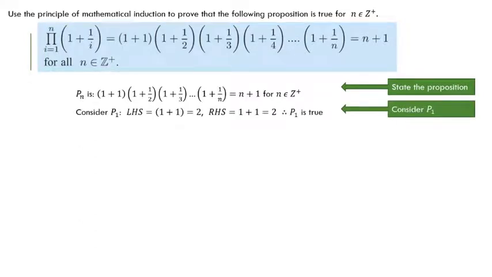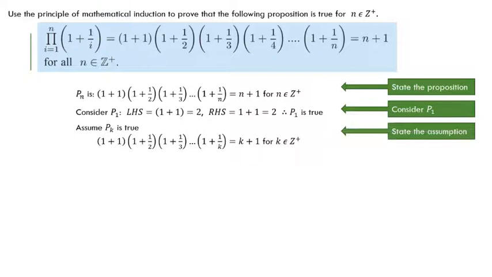We then consider P1. For this particular proposition, the left-hand side equates to 1 plus 1, which equals 2, and the right-hand side equates to 1 plus 1, which equals 2. Therefore, P1 is true. We now assume that Pk is true, so we replace the n's in our proposition with k's.